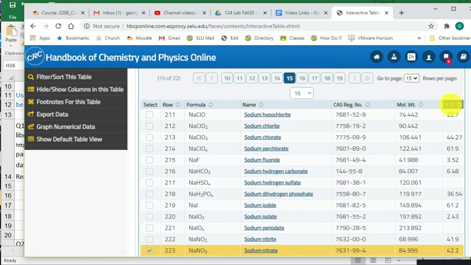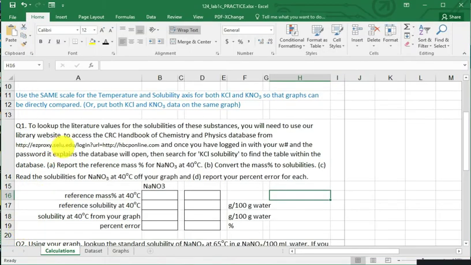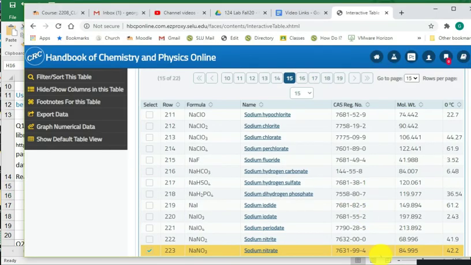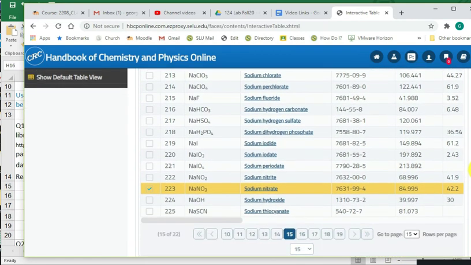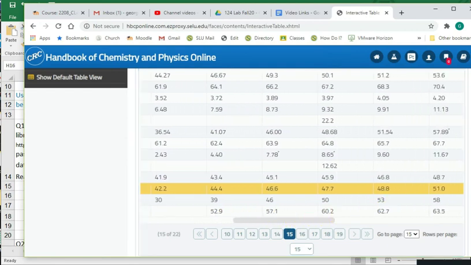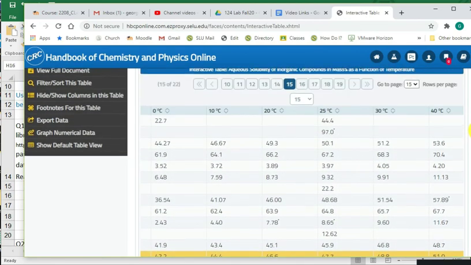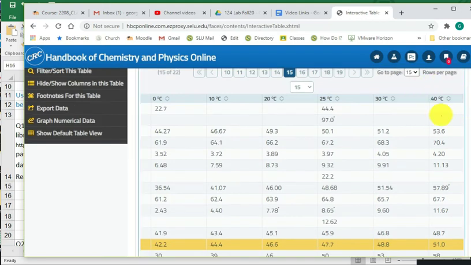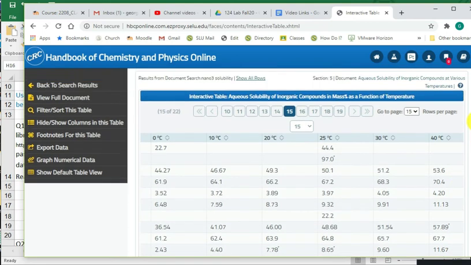I need to find, if I go back to the assignment, it said, what is the solubility at 40 degrees? So if I scroll down to the bottom here, I kind of have to keep going up and down until I find it. So 25, 30, okay, here's 40. Because I've highlighted it, it makes it easier to see. So it's 51, but I have to be careful. This is in mass percent, so we're going to have to do a conversion.